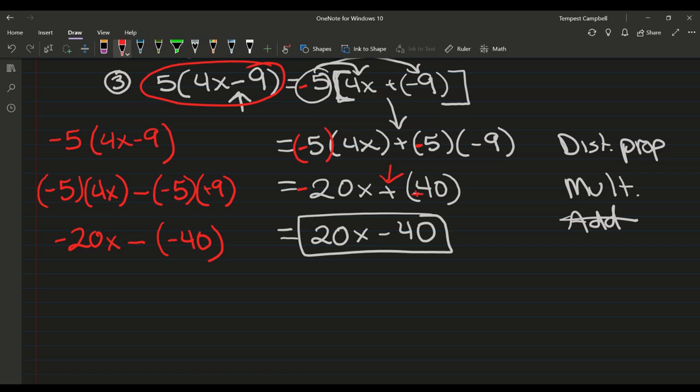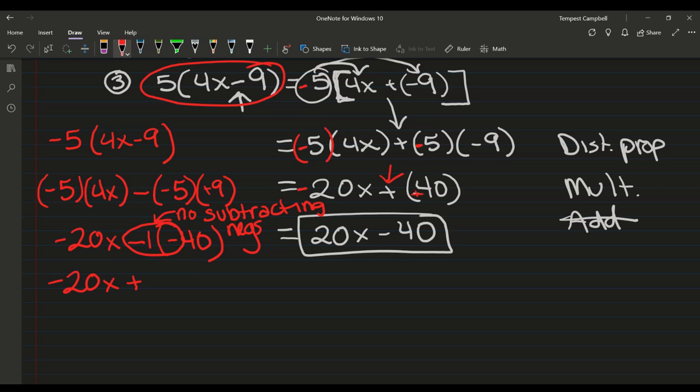And so, yes, we're going to get the same thing, but a lot of students, we should never have a negative, subtract a negative, okay? Do not do this. No subtracting negatives. Do not have subtracting negatives.